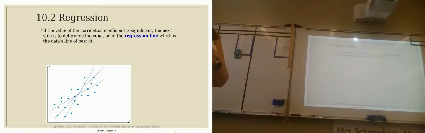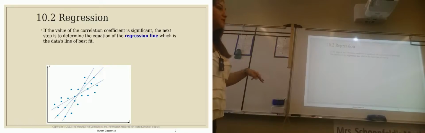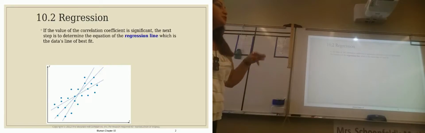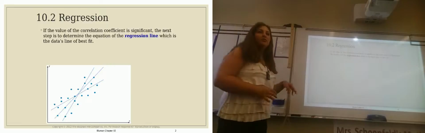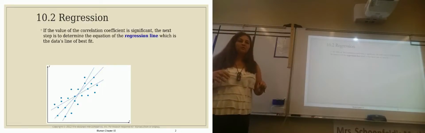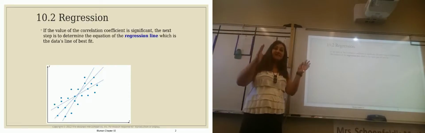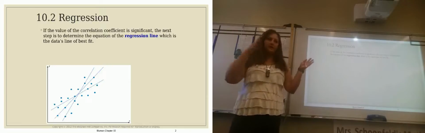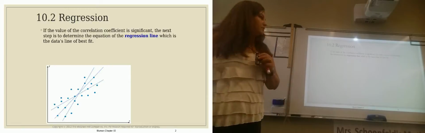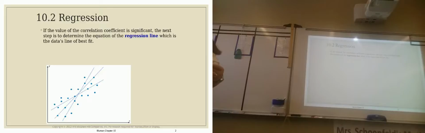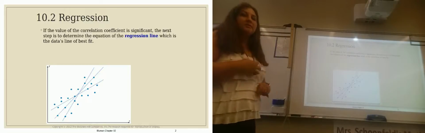Okay, so the value of the correlation coefficient is significant. The next step is to determine the regression line. So remember, those significant values are usually above whatever that test value was, above or below in the right area, critical, not critical for the correlation coefficients that we were finding yesterday. Okay, so it's just kind of like which one is a better fit.